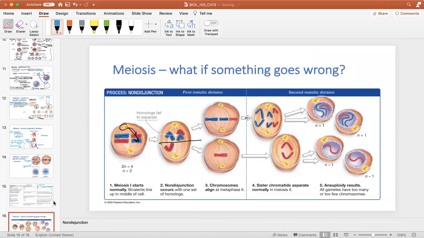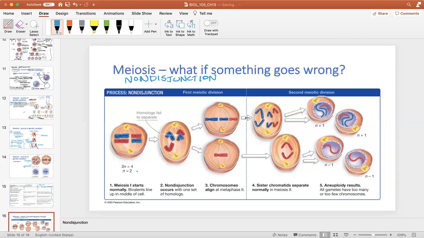Now, meiosis is a fairly complex process. And so sometimes mistakes happen during meiosis. And you've probably actually heard of some of these mistakes, although you may not have realized that it was meiosis causing them. So let's take a look at a really common mistake that can happen during meiosis that you would have heard of, okay? And this is a phenomenon called non-disjunction.